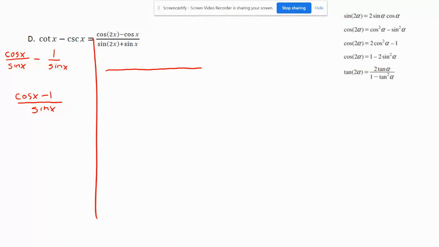I'm going to start on the bottom. We have our sine 2x, so I'm going to be using this identity here. So we have 2 sine x cos x plus sine x over there. Now, for the numerator I'm going to use my middle cos 2 alpha identity, and I'll show you why in a second. What I want is an expression that only has cosines in it in the numerator. So this one gives me a 2 cos squared x minus 1, and I already have a minus cos x here.